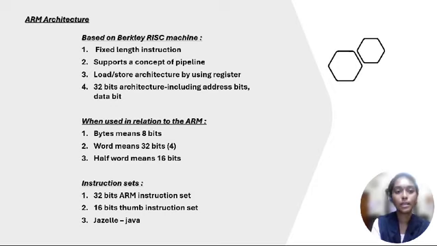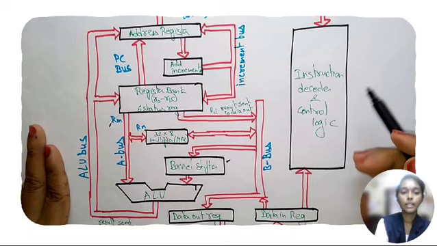Next, we can see the block diagram of ARM architecture and an explanation of the block diagram. This is the ARM organization block diagram. In this block diagram, we are going to see how data is flowing, how we are getting the data, how the data is executed, and how it is managed internally.